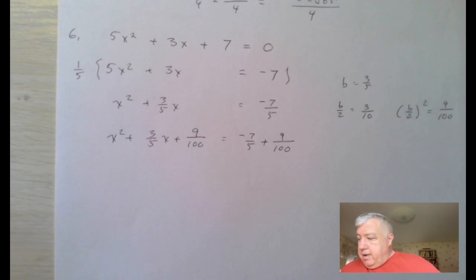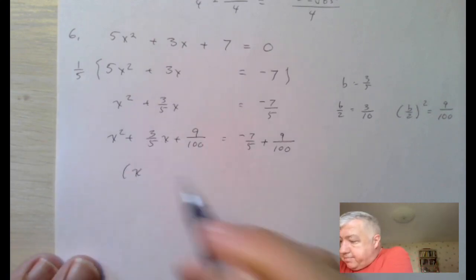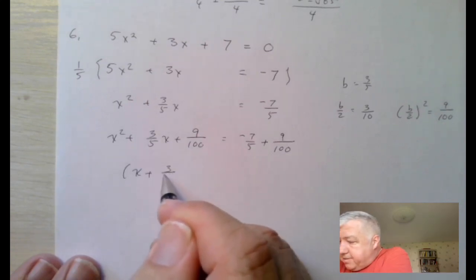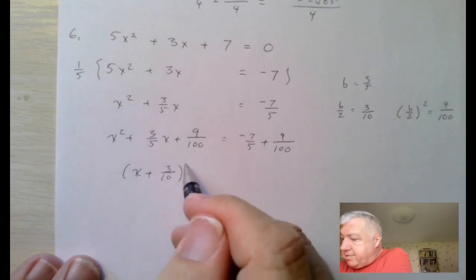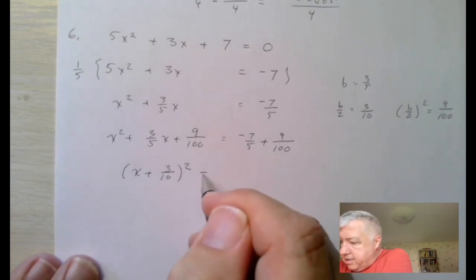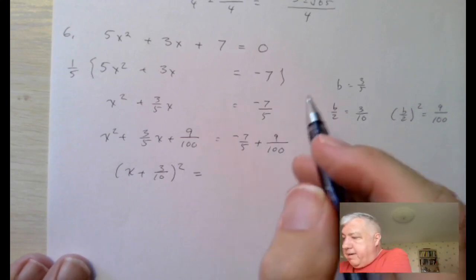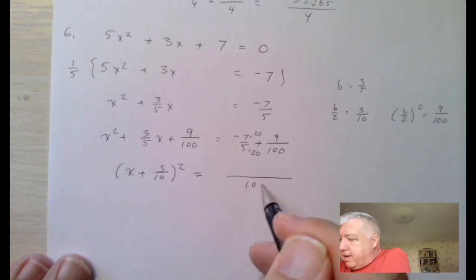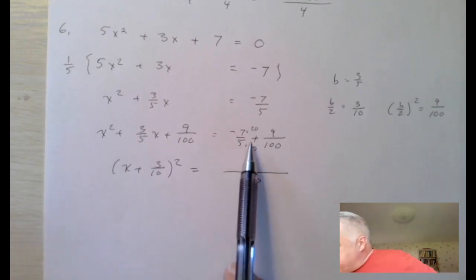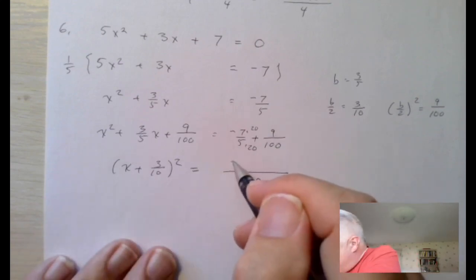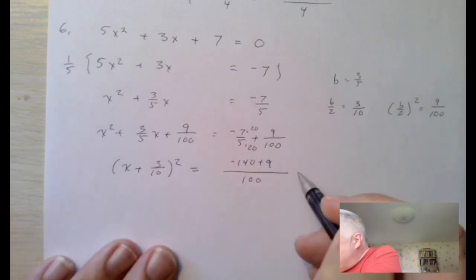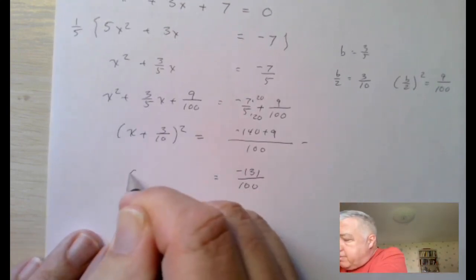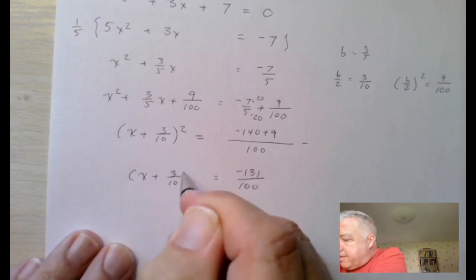Okay. And on this side, this becomes x plus 3/10 squared, since b over 2 is 3/10. Now over here, if we get a common denominator, we're going to have to multiply this by 20 and this by 20. So we'll have a denominator of 100, and then this will be negative 140 plus 9, which becomes negative 131 over 100 equals x plus 3/10 squared.